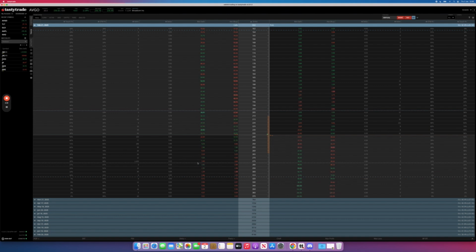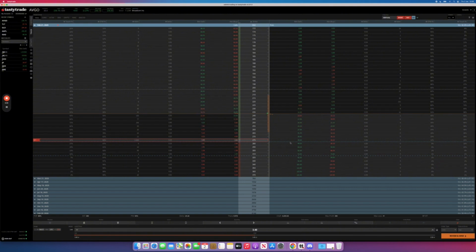So we've got a 19 delta here at the 275 strike, and we have a 19 delta at the 210 strike, which gives us a pretty much almost delta neutral position. And what we've done is we've created a range for ourselves, and as long as price stays within this range between 210 and 275 at expiration, we will keep all of the premium that we collect up front.